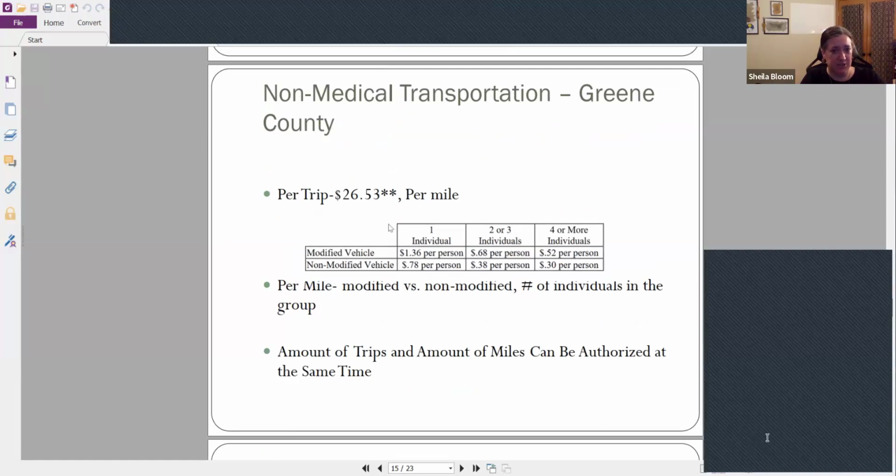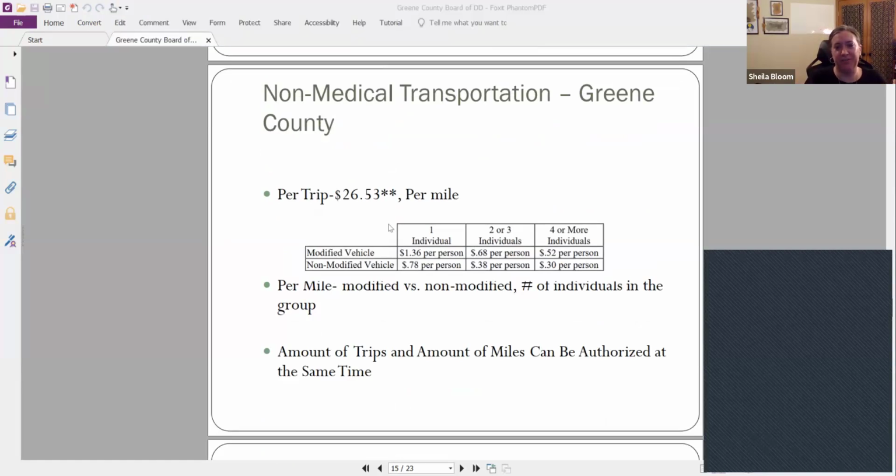Non-medical transportation. So in Greene County, the current rate per trip for non-medical transportation is $26.53 per trip. That'll be changing July 1st, which is why the little stars are there.